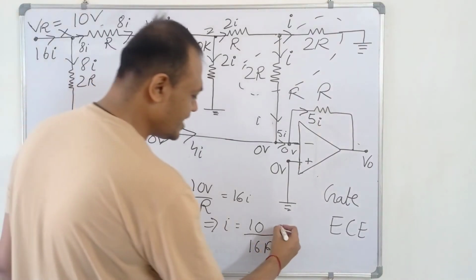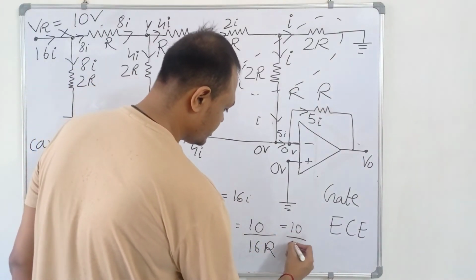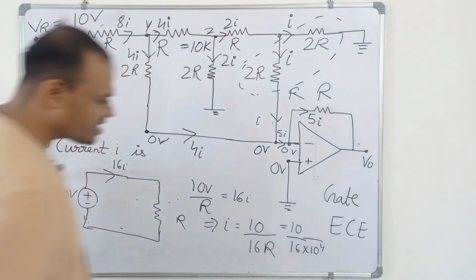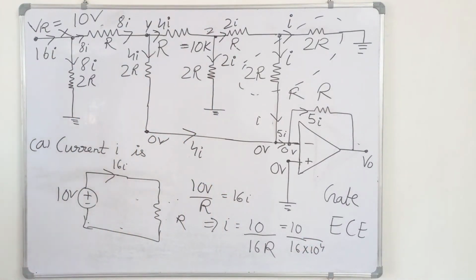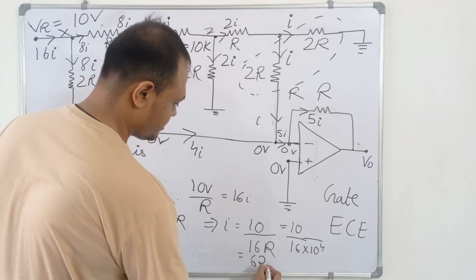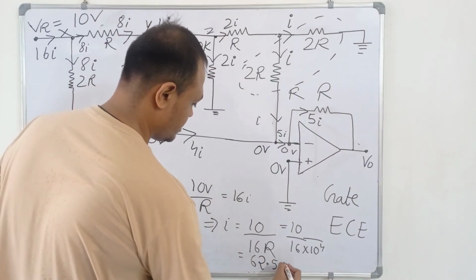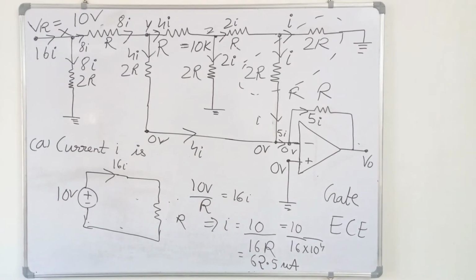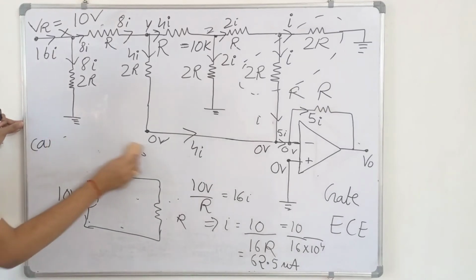R is given as 10 kilo ohm, so 10 upon 16 into 10 to power 4. So if you solve it, the answer will be 62.5 microampere. This current I is equal to 62.5 microampere. Okay, so we have found the current I. Now we have to find the output voltage V naught.